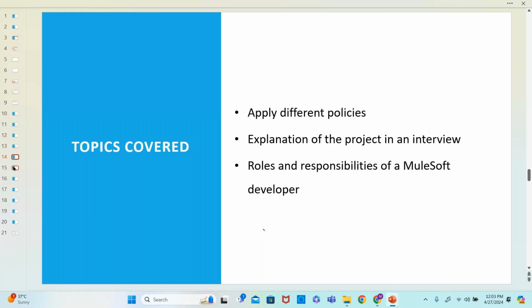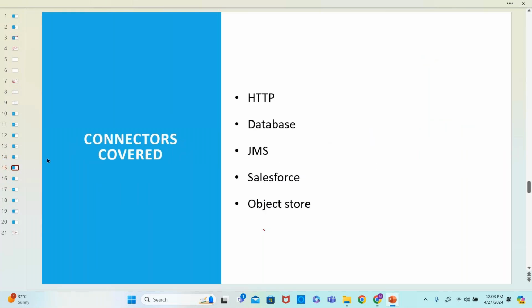Okay, then. See, connectors, what are the connectors covered as part of the project exactly? Okay, we'll be using HTTP, database, maybe JMS, Salesforce, and object store. These are the connectors we are going to use.